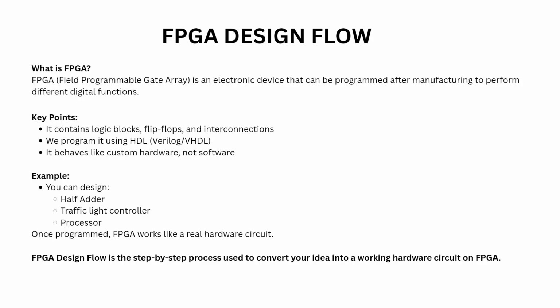FPGA contains logic blocks, flip-flops and interconnections, like how they are connected. We write HDL code and our FPGA behaves like custom hardware. We can design many circuits like half adder, full adder, traffic light controller, processor. Once programmed, our FPGA works like a real hardware circuit. In FPGA design flow, we define a step-by-step process in which we can convert our idea using code into a working hardware circuit on FPGA.